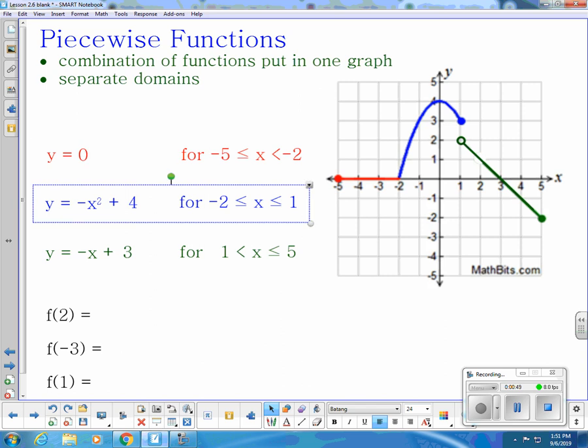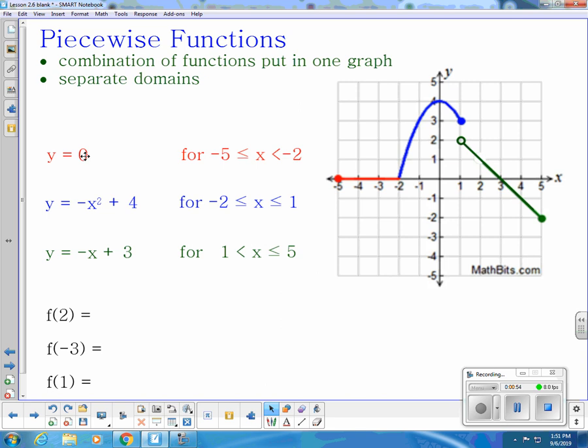The blue part is just part of a what function? Part of a quadratic, a parabola. And the green one is just part of a line, linear function. Then they tell you in what neighborhood, what domain, that particular piece exists. The red one has got to stay between -5 and -2. It includes -5, it does not include -2. The blue function exists only between -2 and 1, including both of those endpoints. And the green function includes the 5 but not the 1, so it's got to stay there.